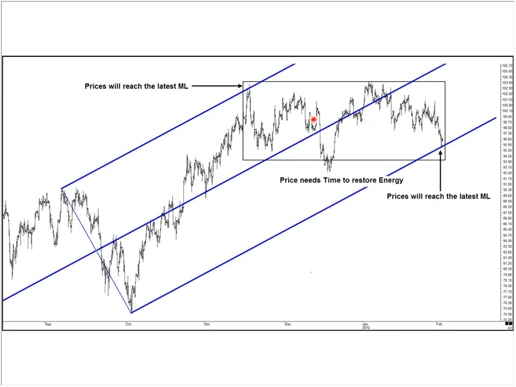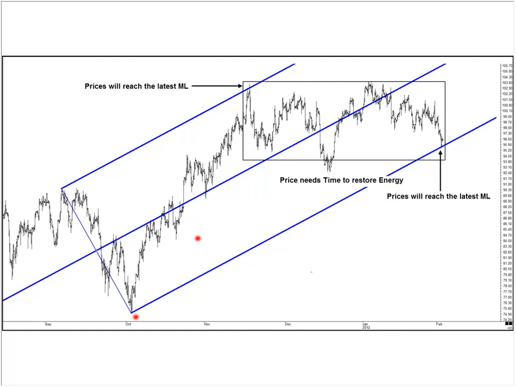Now pay attention. Price reaches the latest median line, and it had this huge sprint higher. Look at it, October through the middle of November, straight up. Big, beautiful, broad trend. Runs out of energy right where it's supposed to.